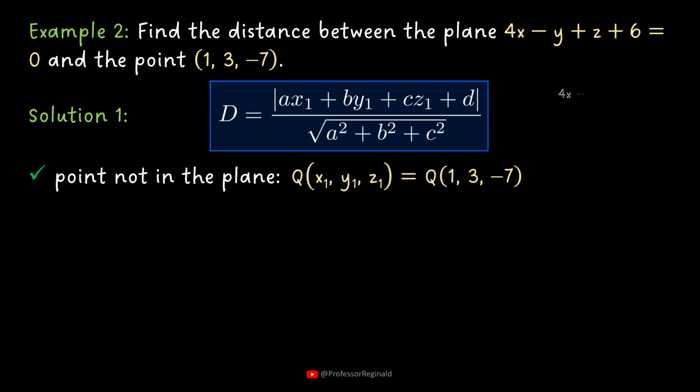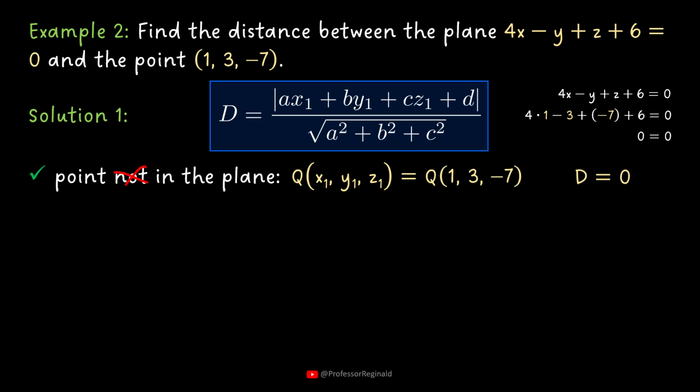A quick check to know if a point is in the plane is to substitute its coordinates into the equation of the plane. If the result is not an identity, then the point is not in the plane. Because the result is an identity, the given point is in the plane. Hence, the distance between the plane and the point is 0. However, let us proceed by using the distance formula.